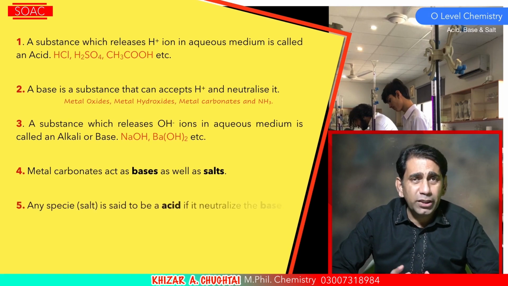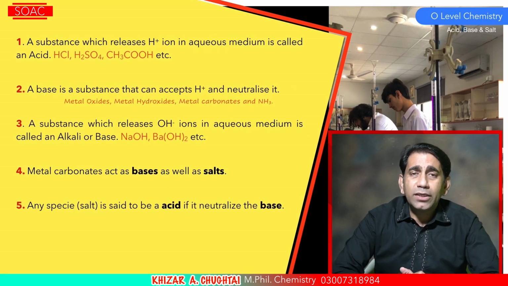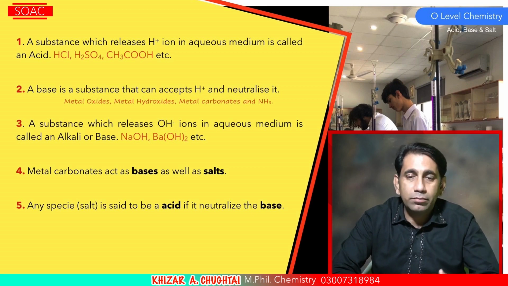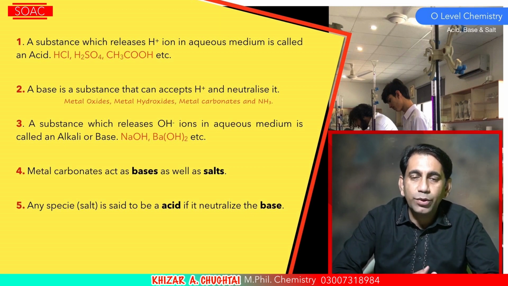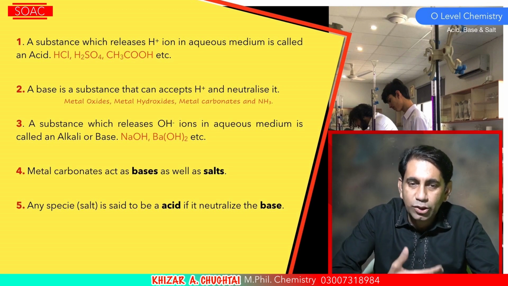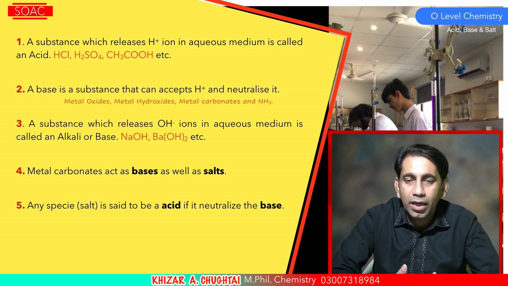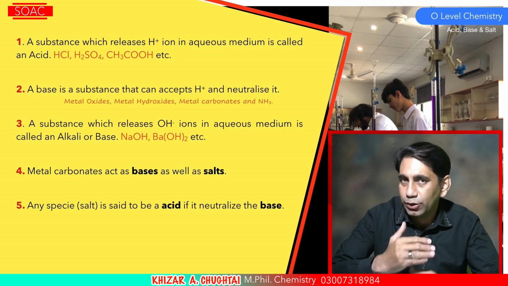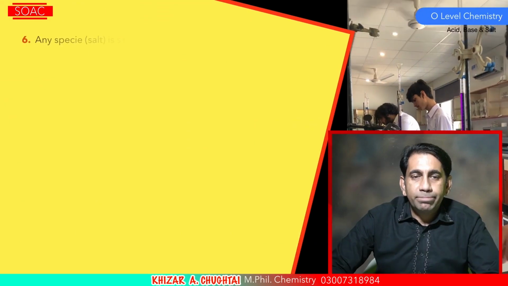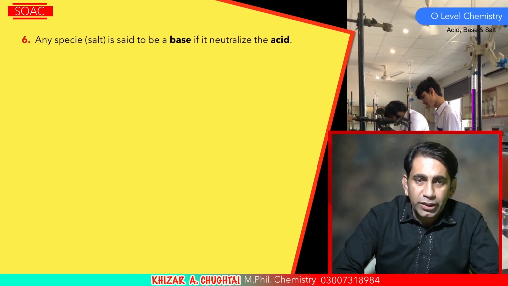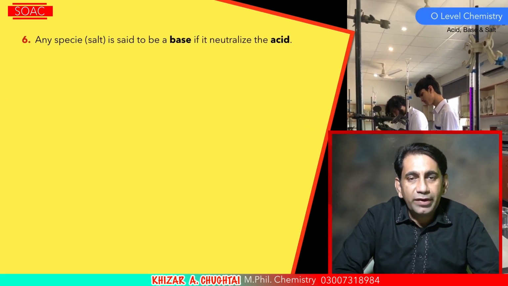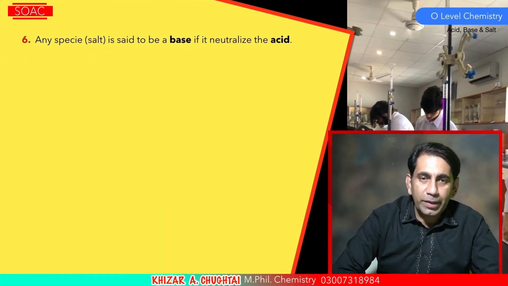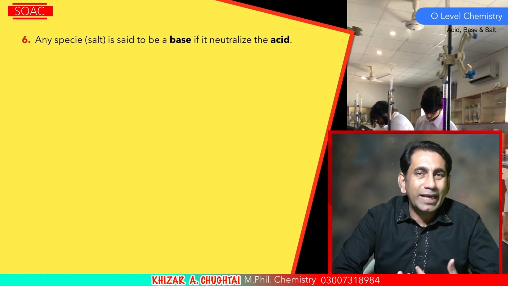Once again, any species, it may be a salt, is said to be an acid if it is going to react with and neutralize a base. Any salt is said to be an acidic salt if it is neutralizing the base. Any species of salt is said to be a base if it neutralizes the acid.